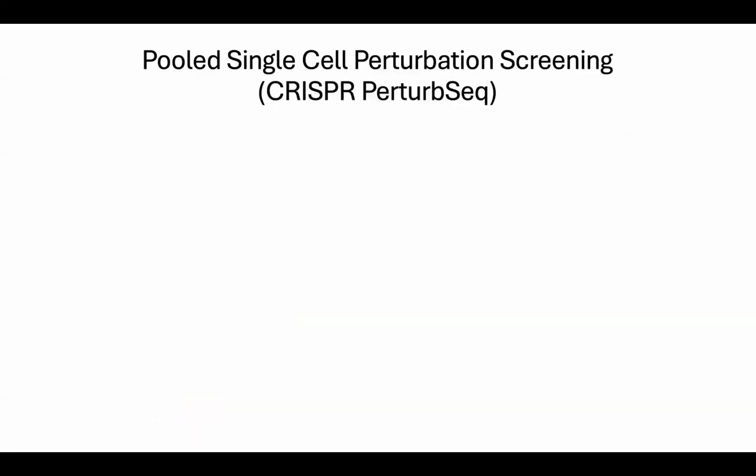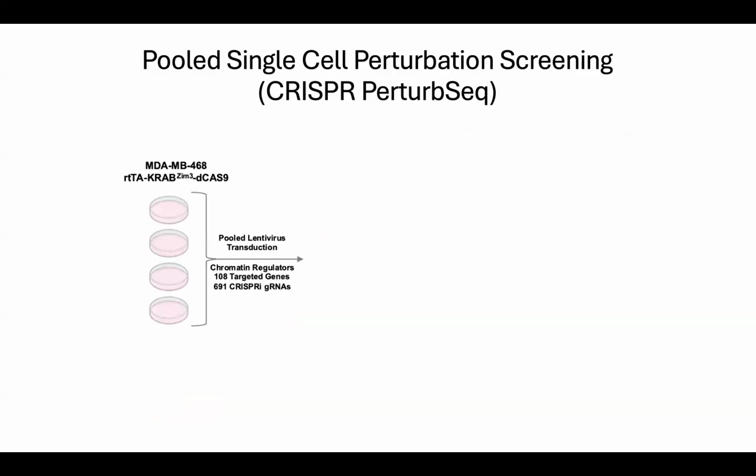And so fundamentally, how we actually do this in an experimental sense is through a pooled single cell screening approach. This is known as CRISPR PerturbSeq. Generally in this approach, I'm going to show the schematic for the MDA first and then move to the COLFs. We take our cells and we transduce them at pretty low MOI with a virus that contains our guide RNAs that target each gene. In this experiment, for 108 targeted chromatin regulating genes, we had 6 guide RNAs per gene, as well as non-target control guides as well as a reference for an unperturbed cell.